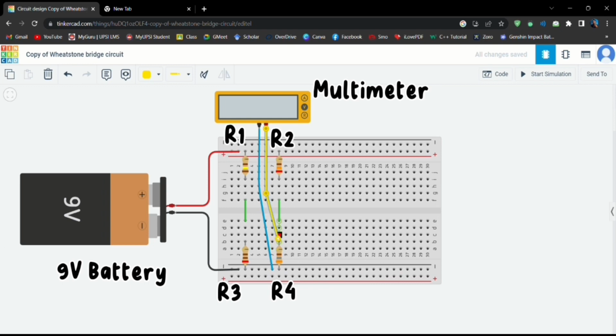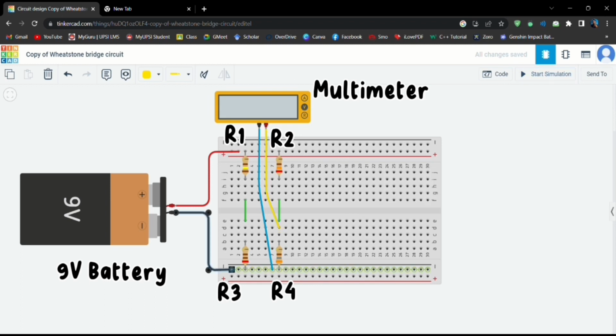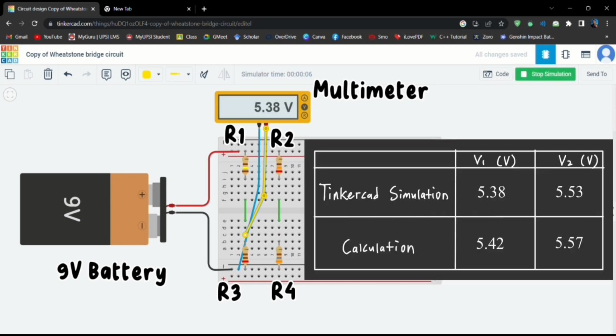To get the values of V1 and V2, we must connect the negative multimeter to the ground and the positive multimeter to R4. Then we connect the negative multimeter to the ground and the positive multimeter to R3 to get the V1 value. V1 and V2 values are verified as nearest to our calculated values.